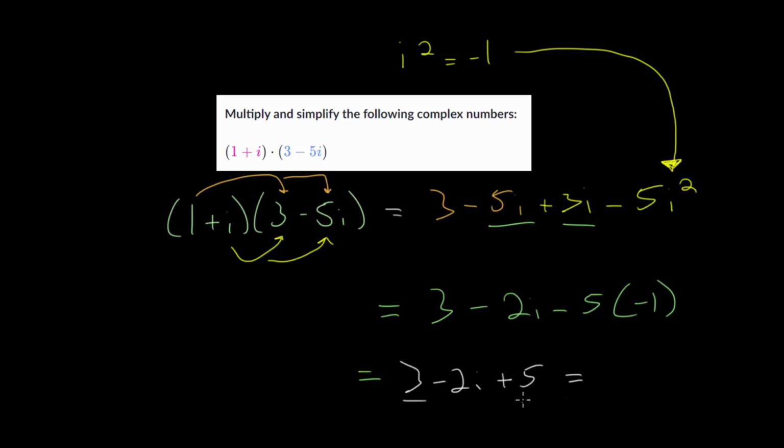And so we can combine like terms again. We can combine our real numbers. And 3 plus 5, that's just 8, which we'll write first just by convention. So our final answer is this 8 minus 2i. And we can keep going. It's good to get a lot of practice with these. But like I mentioned, the main idea is that they are very similar to multiplying with just real number expressions.